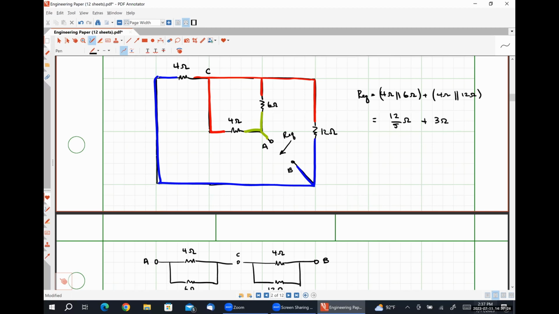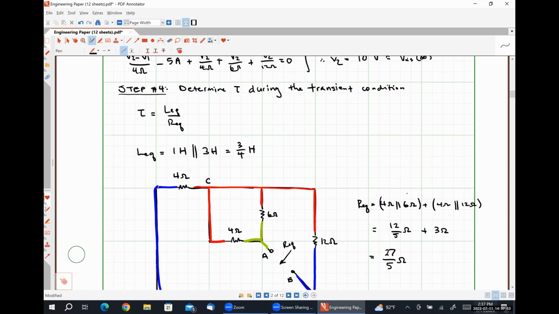By all means, feel free to use your calculators for this. So let's see, that's 15 plus 12 is 27 fifths of an ohm. Let me just throw this into my calculator and make sure I'm not making some sort of dumb mistake. That's what I got too. Okay, well, if that's what you got, then I'm going to leave it as that.